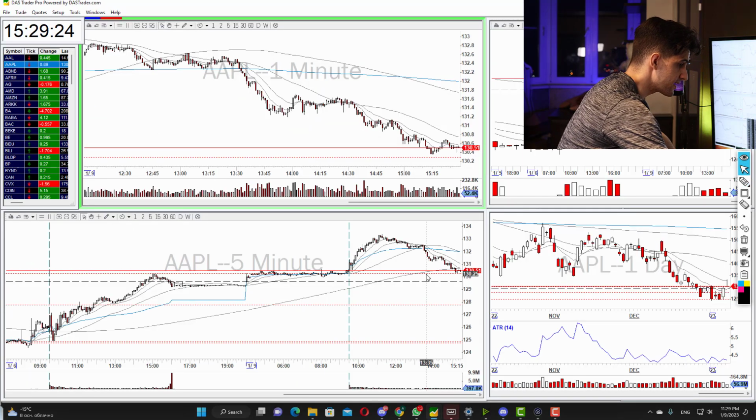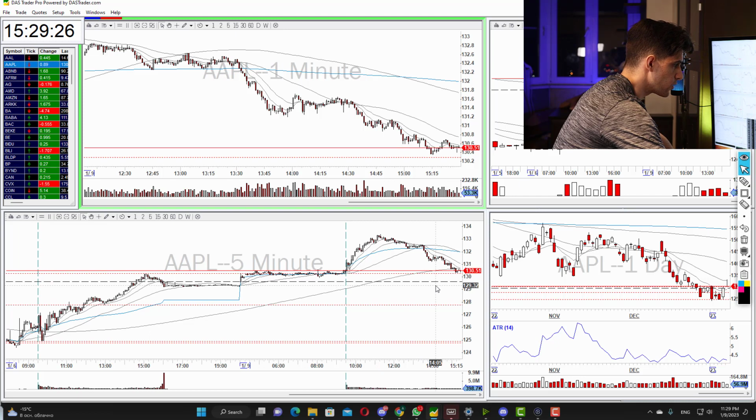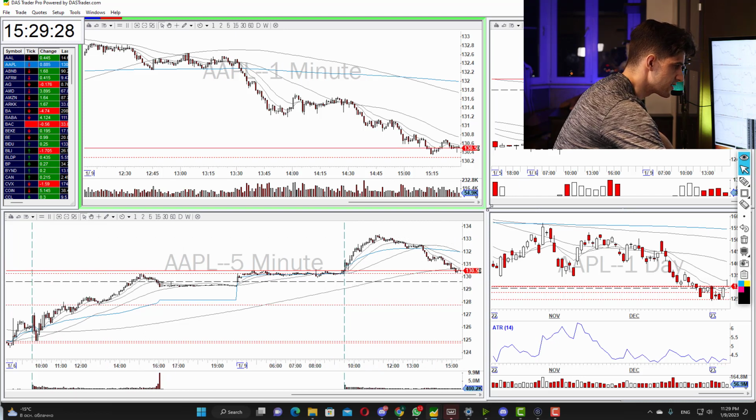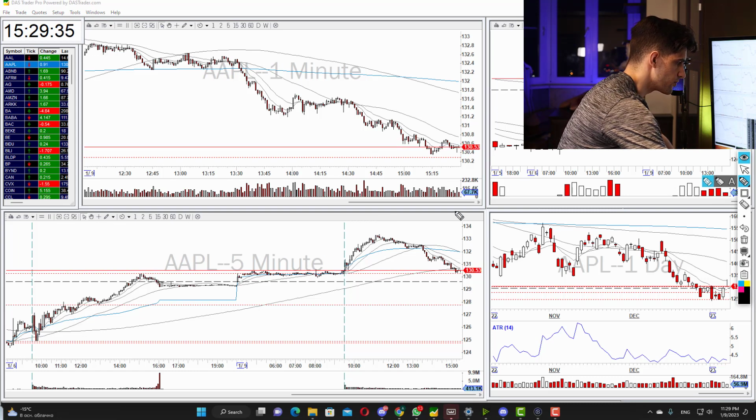Now, if you are a trend trader, you really do not want to use the gappers list because the gappers list means that the stock gapped and it already did most of the move in the pre-market even before the market opened.